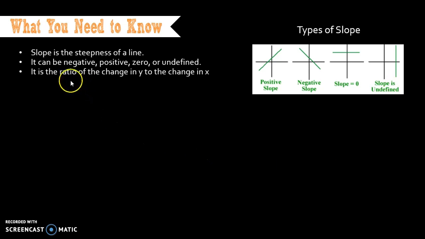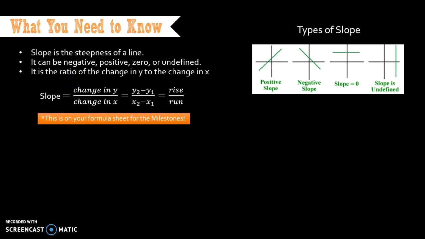Slope is the ratio of the change in y to the change in x. We can also write that in this way. Slope is the change in y divided by the change in x, or the difference, the subtraction between your y's, divided by the difference or the subtraction between your x's. We also call this rise, how much you change up and down, divided by the run, or how much you change from left to right. This entire thing is also on your formula sheet for the Georgia Milestones EOC.